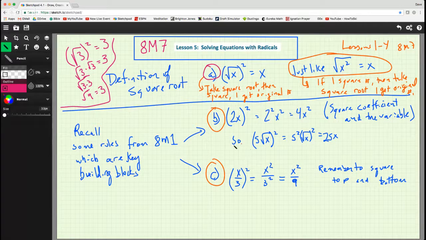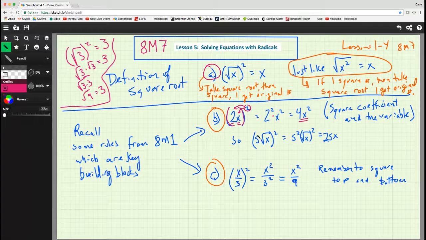The second thing is something from 8M1. There's two things. One, if you have something multiplied by something and then you square that whole thing, that's the same thing as squaring the first thing and squaring the second thing and then multiplying them. So 2x, the whole thing squared, is the same thing as 2 squared times x squared, which is the same thing as 4x squared. Right? So you have to square the coefficient and the variable.